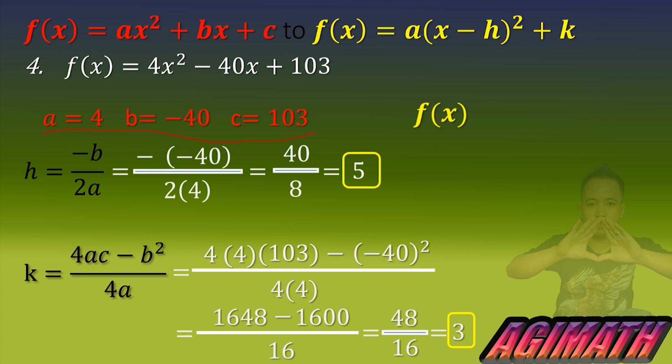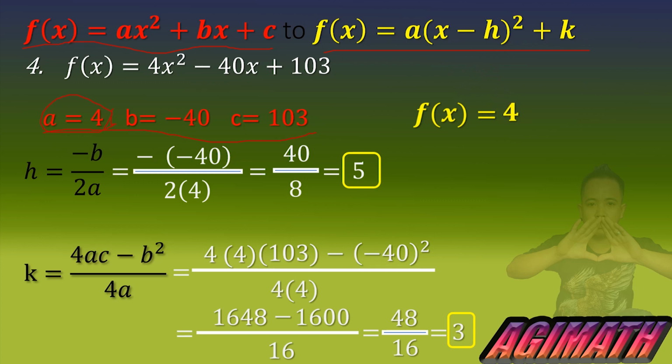Okay, since our goal is to transform this standard form to the vertex form, after getting the values of h and k, we are going to focus on this form and just follow. f of x, copy. f of x also equals... And then a, do not forget to go back to your value of a. So a is equal to 4. And since a is equal to 4, obviously we are going to write 4.